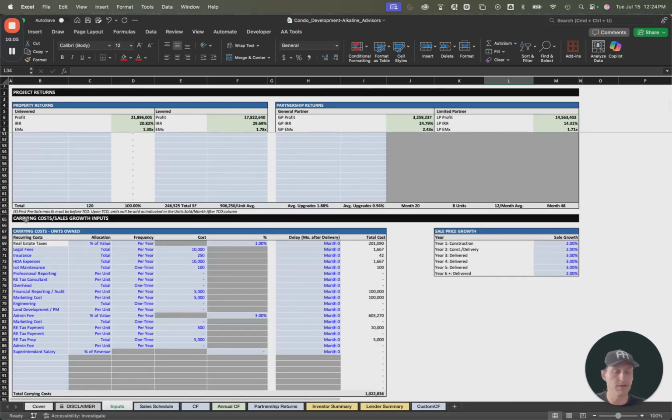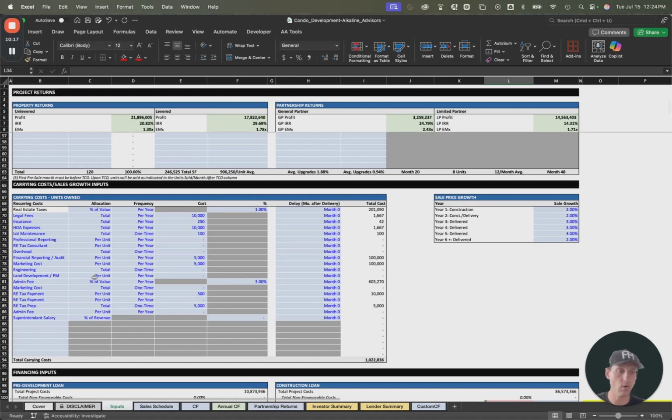Then presumably you're going to finish construction and you're still going to have some units on your books. Once construction's completed, you're still going to be selling these units. So we built out carrying costs. The carrying cost section is just going to show what you're going to owe as the units are on your books before you sell them and move them off your books.